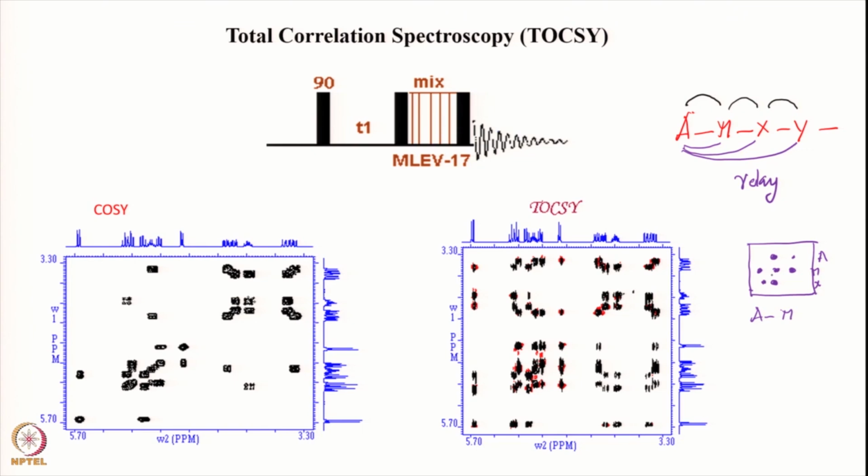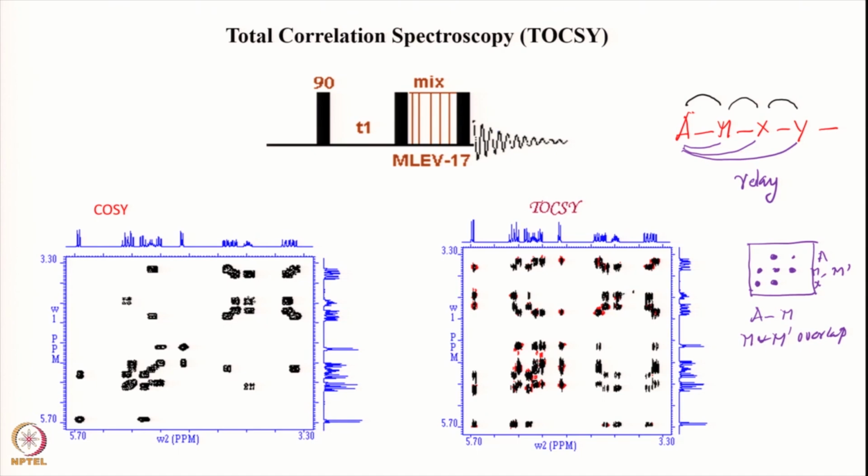peak from the M. However, suppose there are two protons M and M prime overlapping. Let us say there is M and M prime here. They are at the same chemical shift. Now if there is an AM coupling, but if there is an M prime X coupling but there is no MX coupling, there is no MX coupling but there is an M prime X coupling. So I see a cross peak from M to X, but this can as well be an M prime X coupling, an M prime X cross peak. So how do I figure that out? So COSY will not be able to tell me that information.